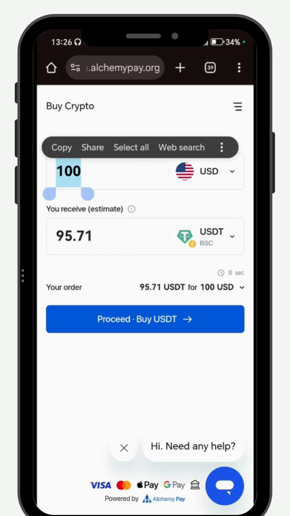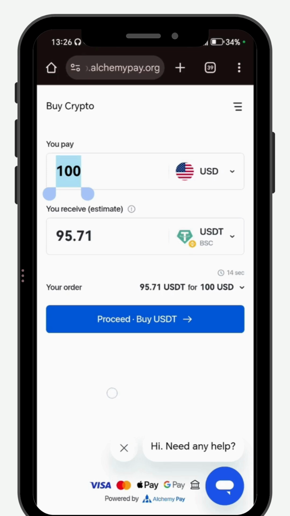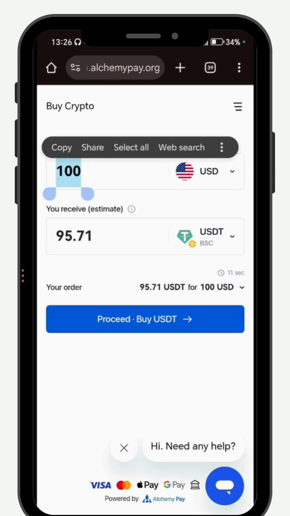I'm going to receive 95.71 USDT, which is not good. I would not recommend this. I thought maybe you would receive about 99. I think that was what I was thinking. So if you're paying and losing $5, I think that's not something you should be doing.